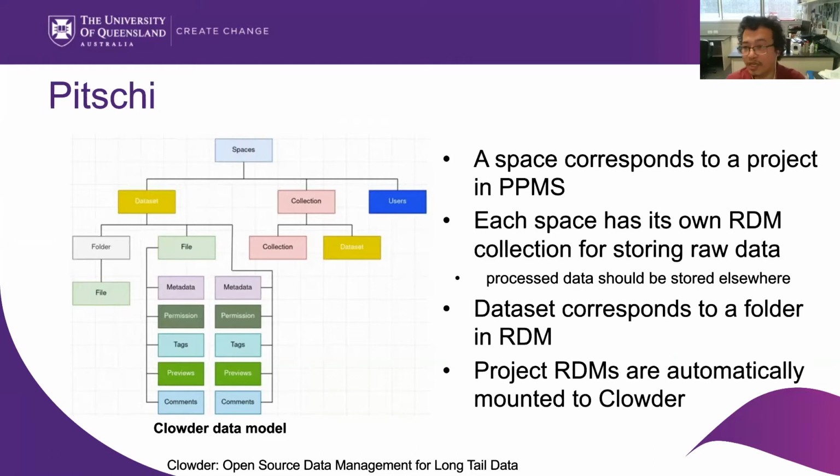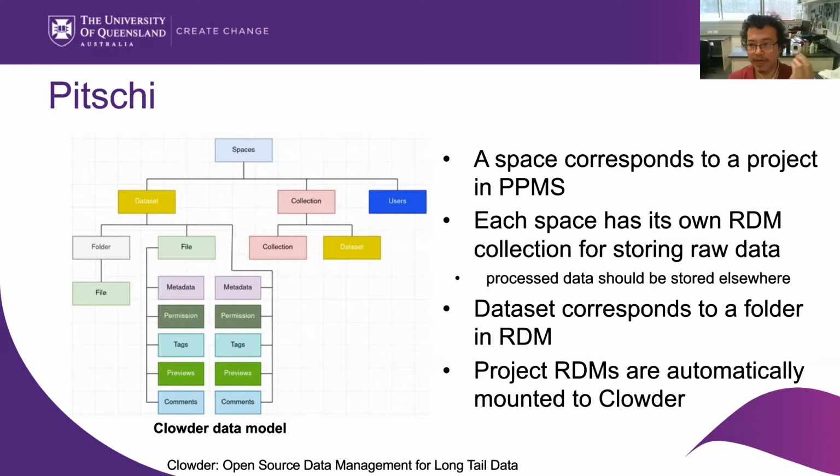Now, with Pitschi, our implementation of Clowder, we have modified Clowder. Remember the objectives that Rubbiya mentioned earlier. We have modified Clowder so that we map the projects in our booking system to a space. Space is the highest level of data organization in Clowder. Each project from PPMS is mapped into a space, together with the space users.